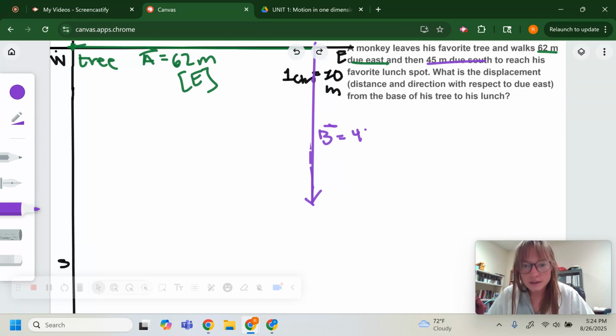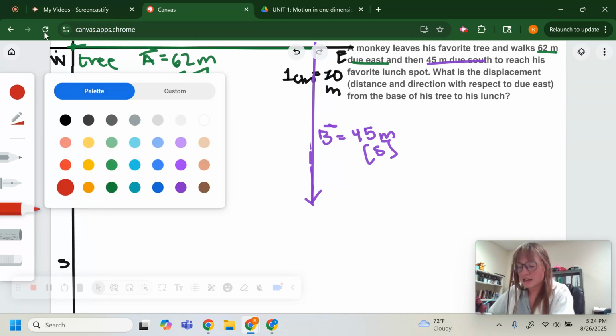45 meters south. Okay. Now, finally, to draw our resultant vector, and this is the hardest part, and I literally do not know if I can do it on this thing. What we are going to do is, first I'm going to change my color. I'm going to go red. And I'm going to start at the origin at his tree, and we are now looking for the displacement. So I'm going to start at the origin. That's right there is my starting point. My ending point is going to be right here.